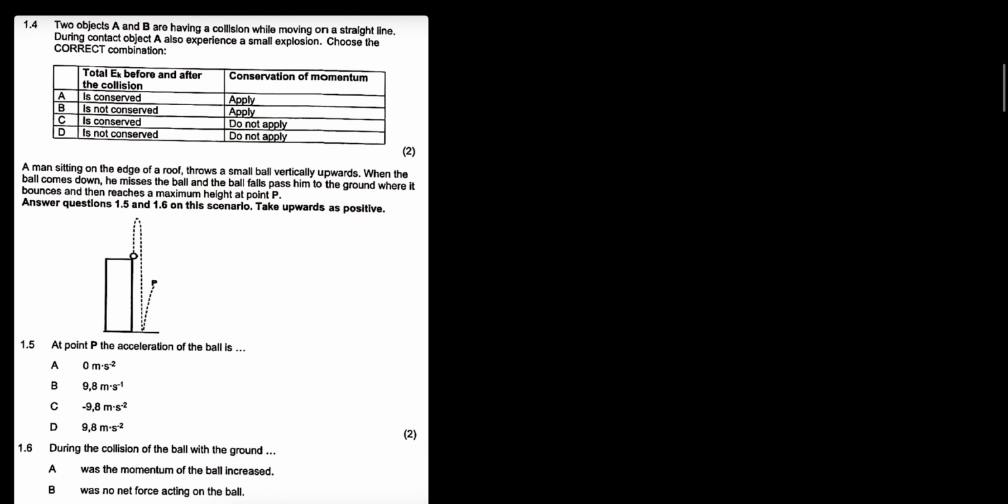So the next question that we have says that two objects, A and B, are having a collision while moving on a straight line. During contact, object A experiences a small explosion. Choose the correct combination. So now we are actually having two objects. Let's say we have object A and we have object B.